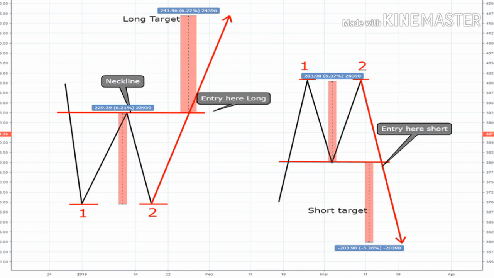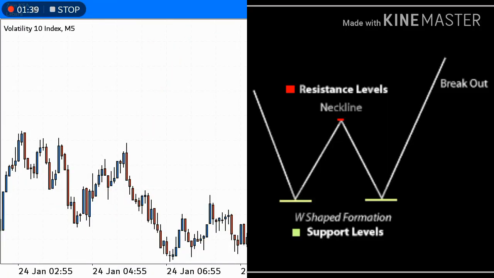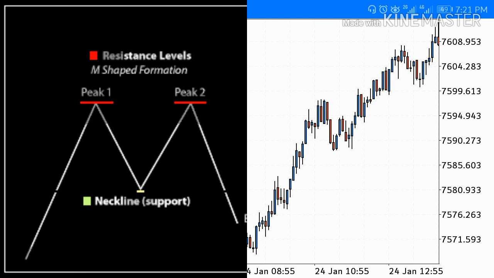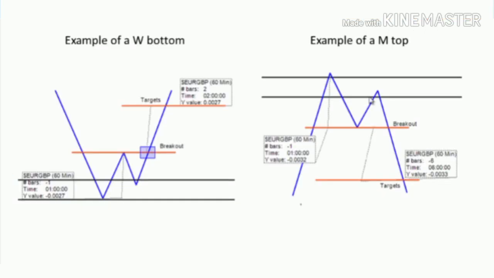Okay. Always remember, W means buy. Once you draw a W on the chart, it means a buy trade, a buy signal. And once you draw an M, it means a sell signal, a sell trade. So let's start. What is the W and M pattern and how does it work?